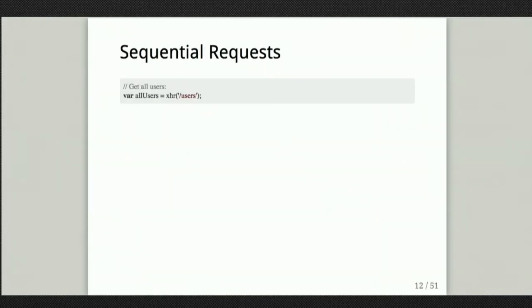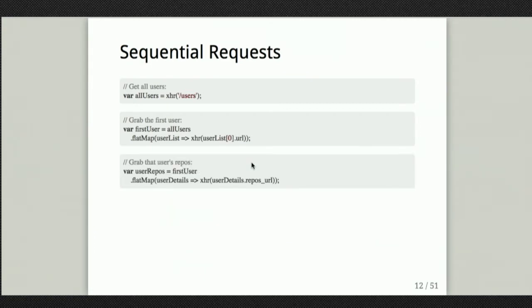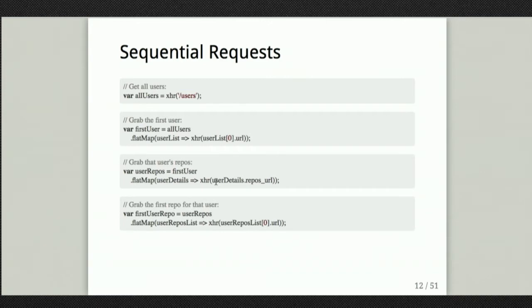All right, so let's talk about sequential requests. This is going to mimic then chaining on a promise, right? So what we're going to do is we're going to get all users, XHR users. We're going to grab the very first user, and we're going to call flat map. In this context, it's very, very similar to chaining then. Then we're going to grab that user's repositories.